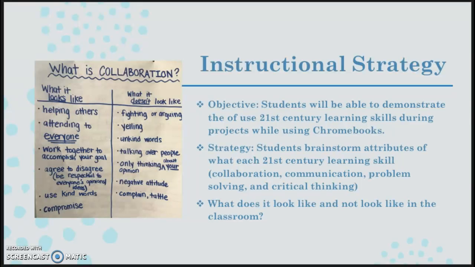Throughout the unit, students are going to be observing each other in their groups and seeing if they are portraying some of the positive attributes of the 21st century learner during their project. And then later on, students are going to use rubrics to score themselves and their classmates on the skills.